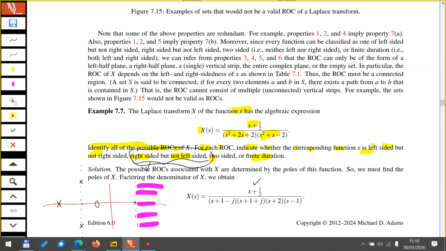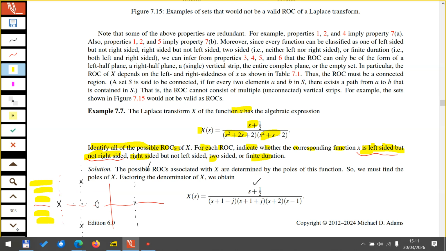Yes. Okay, now the second possibility. Let's redraw this line. Now we imagine that x is left-sided, but not right-sided. What can we say about the ROC? To the left of -2? Yeah. It has to be a left half plane, and to the left of the leftmost pole. So this one, right? Clear?